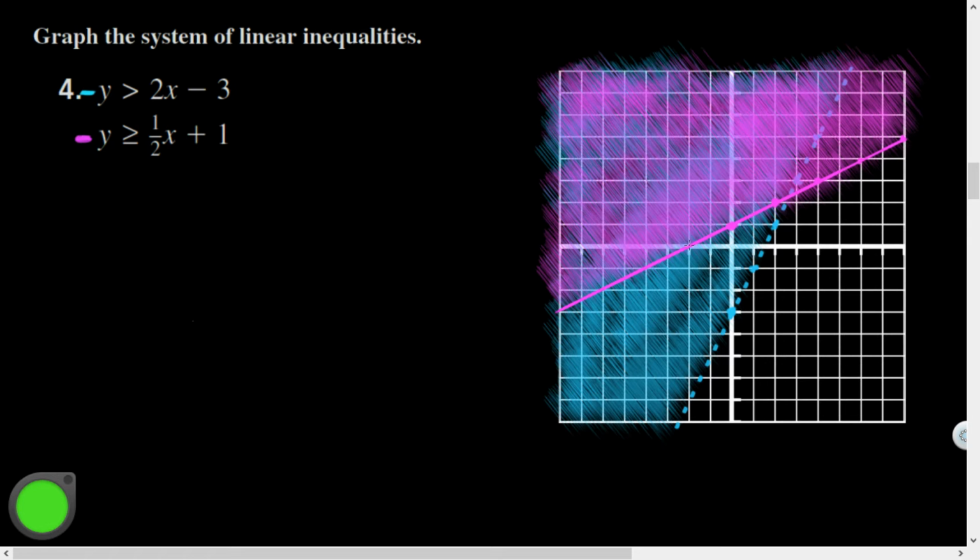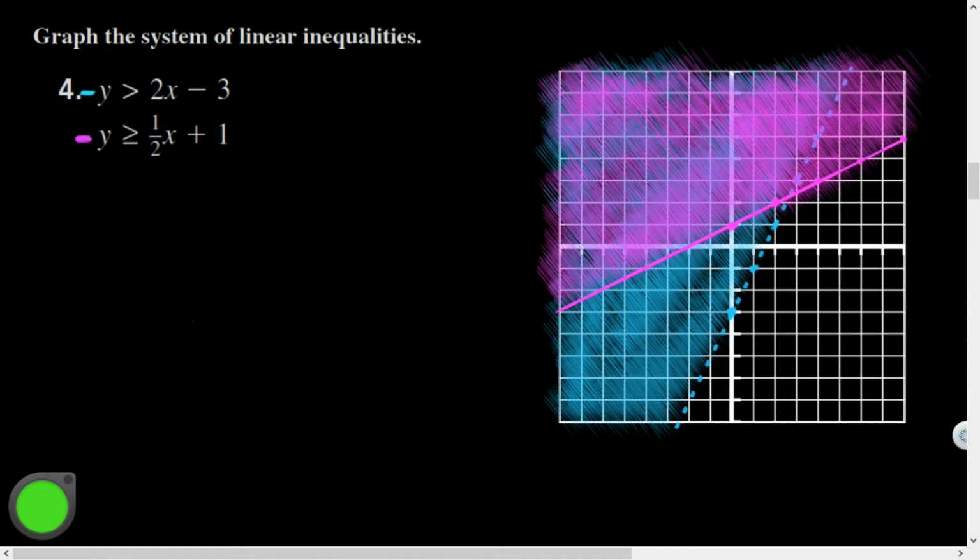Is this point, -2, 0, a solution? Yes, because it's a solid line and it's in both of the shaded regions. How about this point right here? No, it's on the dotted line, and this whole region is a no-go, because that's just purple solutions. So you guys get the idea. Lots of lovely solutions that we have here, right?